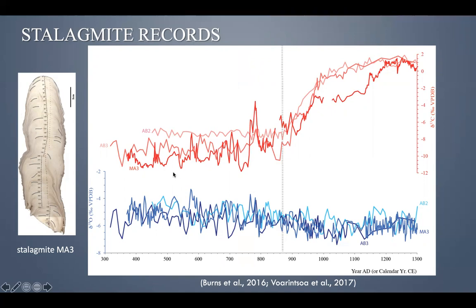But if we look at the delta 13C, we see that this time interval has relatively more negative values, and the delta 13C and delta 18O are kind of closely related. However, the delta 13C in here decoupled from the delta 18O, and the value is also increasing.